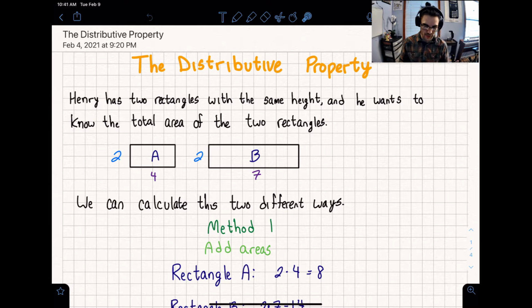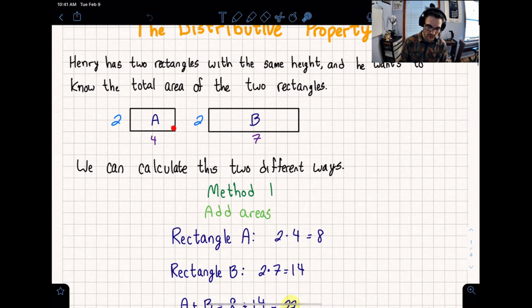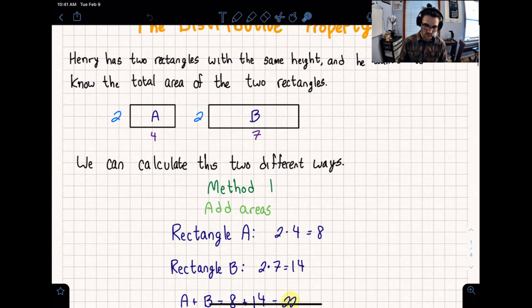So in this starter example, Henry here has two rectangles with the same height, and he wants to know the total area of these two rectangles. So here we have an illustration. Both rectangle A and B have a height of 2, and rectangle A has a width of 4, while rectangle B has a width of 7. So we're going to calculate these two different ways just to show that we can, and these will make a little bit more sense with some more explanation.